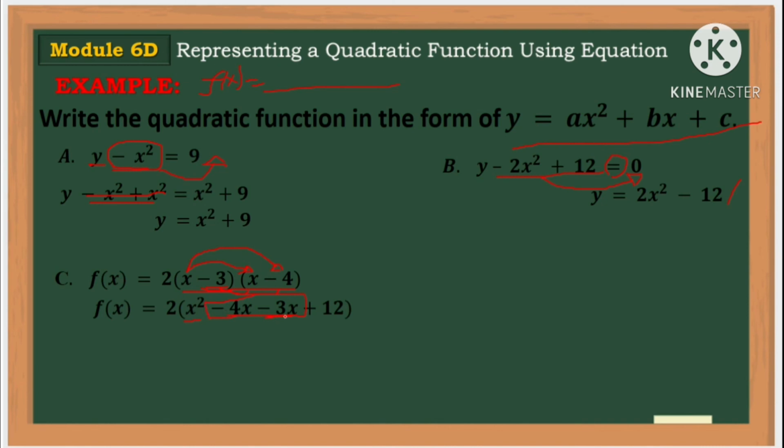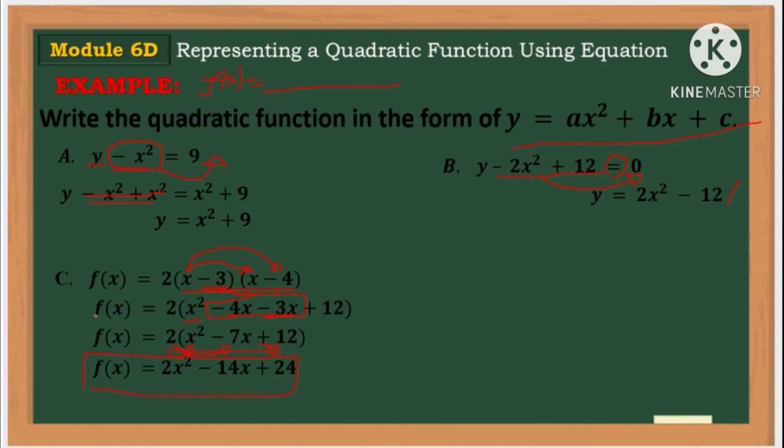I-simplify natin ito. Negative 4x minus 3x is equal to negative 7x. Very good. So here, since merong 2 dito, i-distribute natin. Distributive property. So 2 times x squared, 2x squared. Very good. 2 times negative 7x is equal to negative 14x. And 2 times positive 12 is equal to positive 24. Therefore, ito na yung function natin.